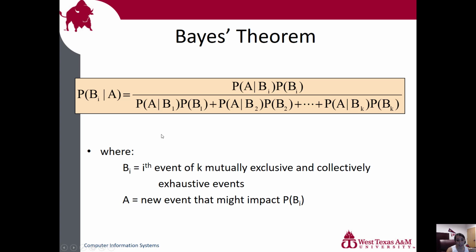I'll give you an example in just a second, but here is the equation for Bayes' theorem. What's important to note is that it does include a new event and how that new event might impact your initial probability.